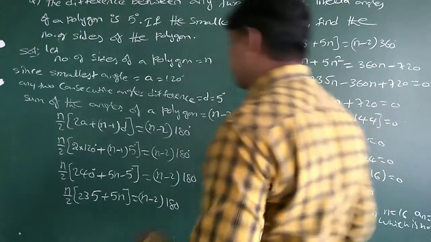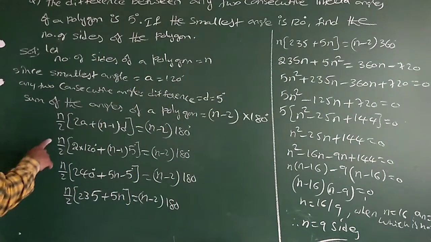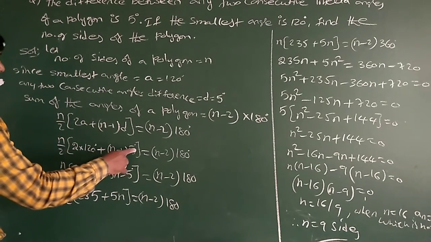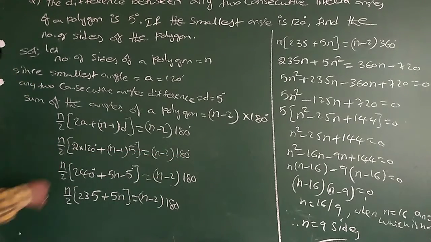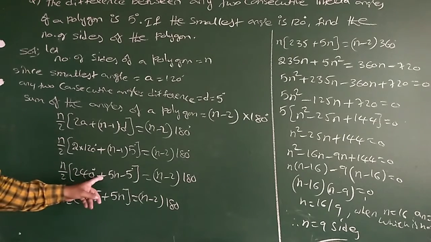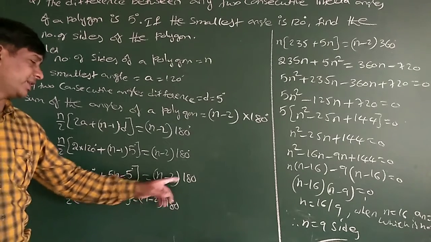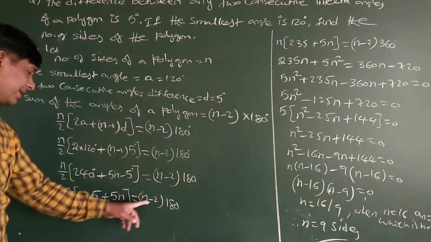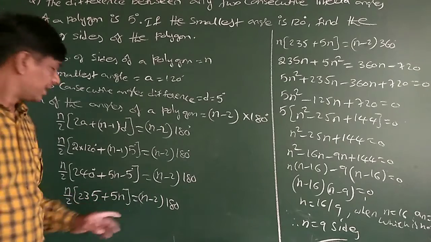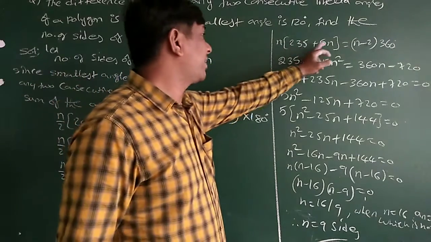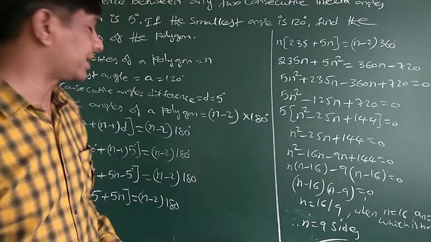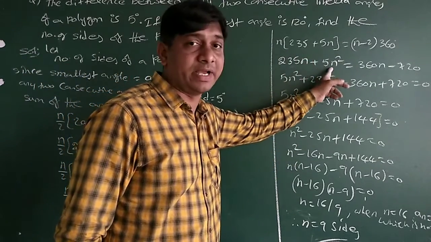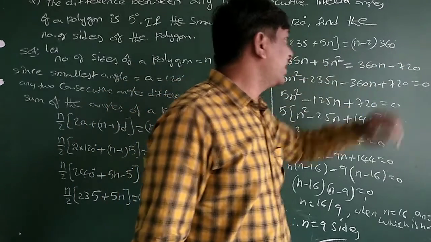Compare here, equate them. n by 2 into 2 into 120 plus n minus 1 into 5 is equal to n minus 2 into 180. n by 2 into 240 plus 5n minus 5 is equal to n minus 2 into 180. 240 minus 5 is 235 plus 5n is equal to n minus 2 into 180. Keeping n by 2 as it is, sending it this side: n into 235 plus 5n is equal to n minus 2 into 360, 180 into 2. Now simplify: 235n plus 5n square is equal to 360n minus 720.